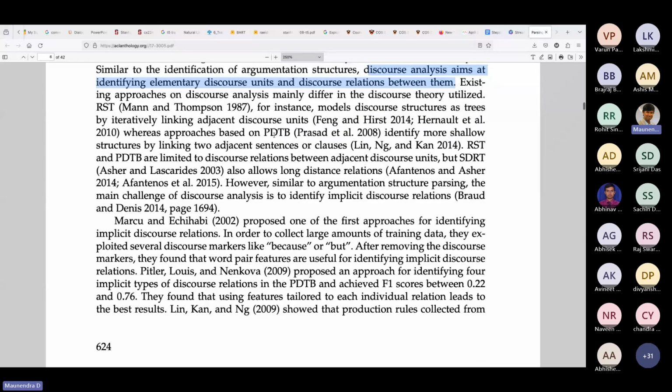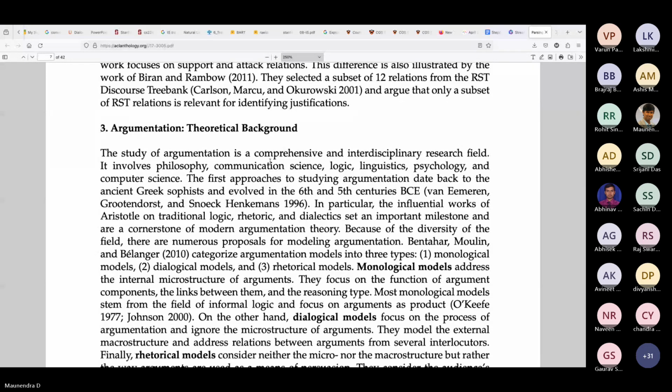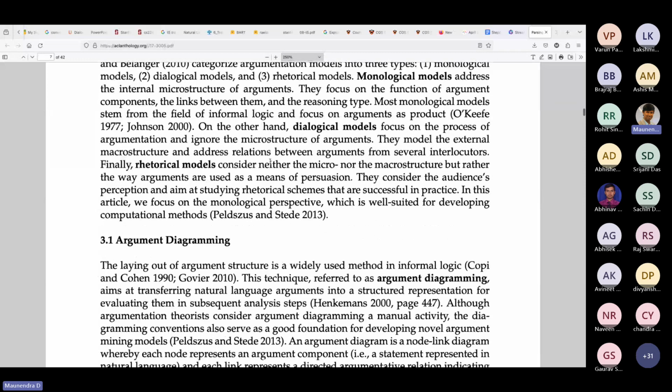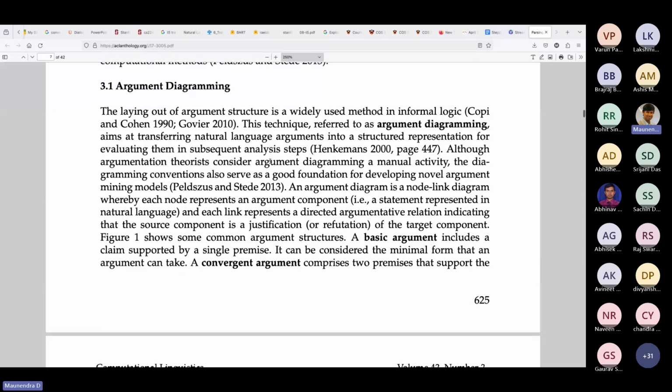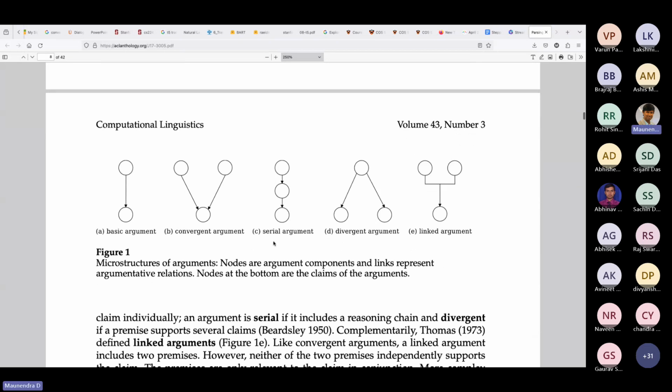So there are many ways for doing this. PDTB is a treebank, a collection of trees for discourse identification. There's a theoretical background, argument diagramming. There are different ways in which the arguments can be there. In many mathematical examples, there's a sequence in which we try to prove, right? Step 1, step 2, step 3, like that. So there can be sequential connections. From this step, we come to the next step, and so on.